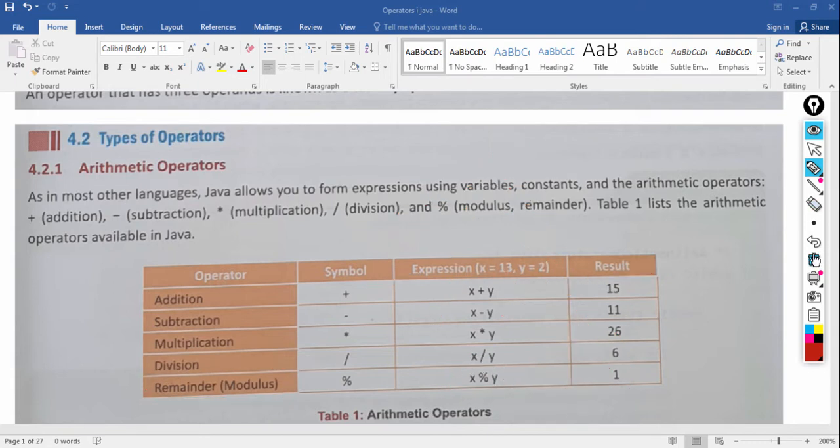Now remember one more point: whenever you write an expression, there will be a final result, and the result will be in the form of some kind of literal. The literal can be any kind of literal depending upon the expression. In this case, x and y both store integers, that's why the result is also an integer.